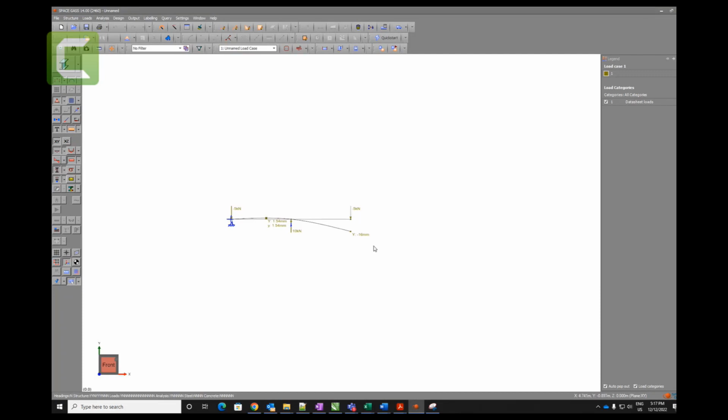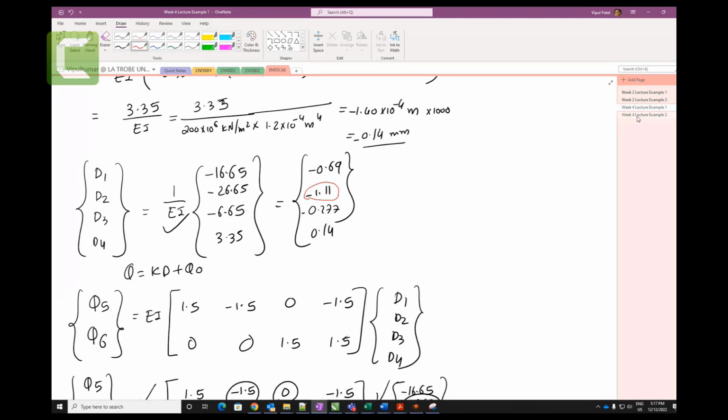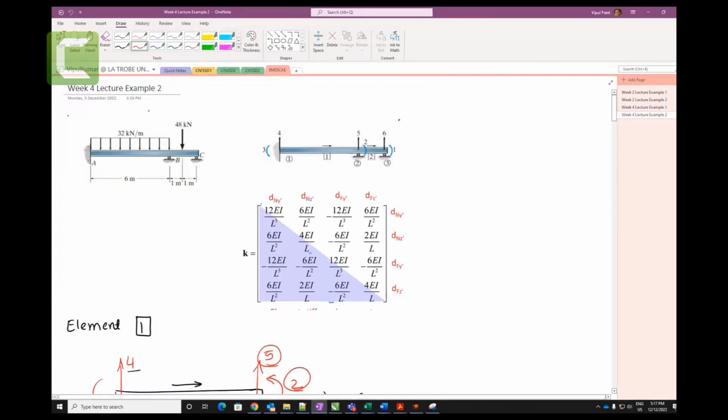I think they don't show the rotations, but I hope you got the drill. I hope you understand what we are trying to do. And I will show you one more that we have done. This one we have done. I can quickly show it to you.